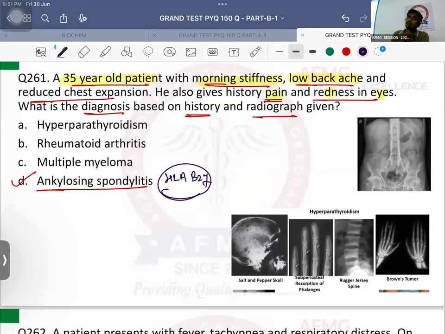Drug of choice, steroids. It is an inflammation. So drug of choice for anterior uveitis are steroids. Drug of choice for acute attack, if they ask, then we need cycloplegics, because they will help in breaking the attack. Okay, so that's the important thing.